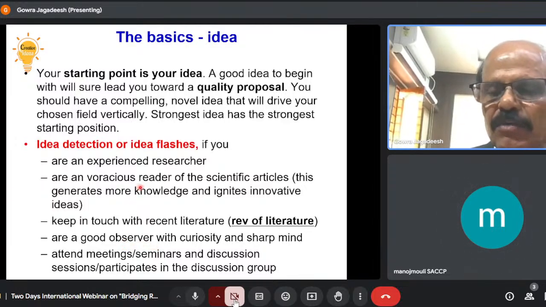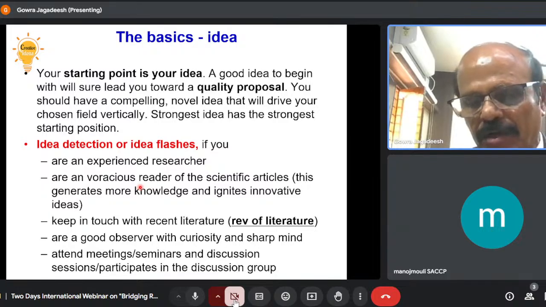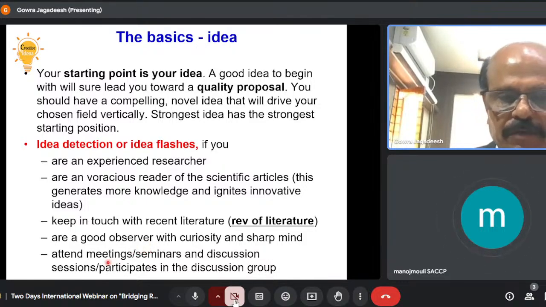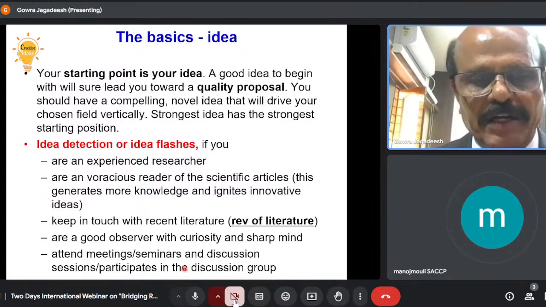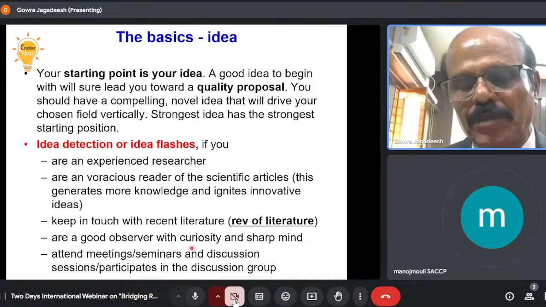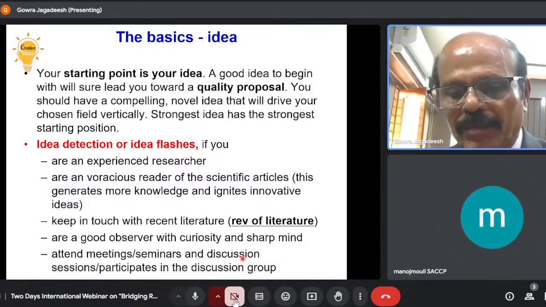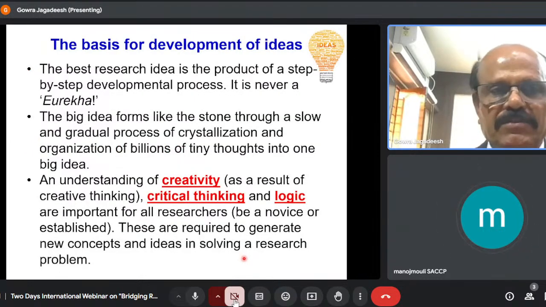Idea detection flashes if you are a voracious reader, if you are reading through the literature and able to understand it, and also if you are an experienced researcher, like your guide or supervisor, who is able to interpret the discussions taking place, or you attend several meetings and seminars like this workshop that Adichunchanagiri University has conducted. Like these group sessions, you can go for them, and also be a good observer with a curious mind. Go through the laboratory and see what studies people are doing. That gives you answers, your experiences.